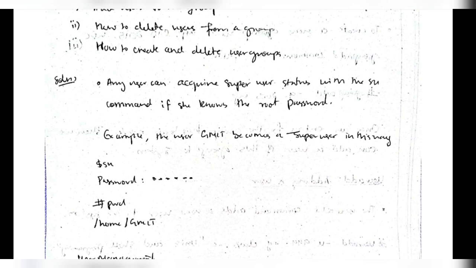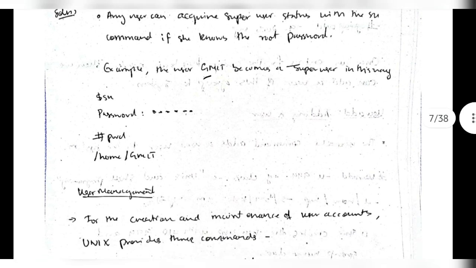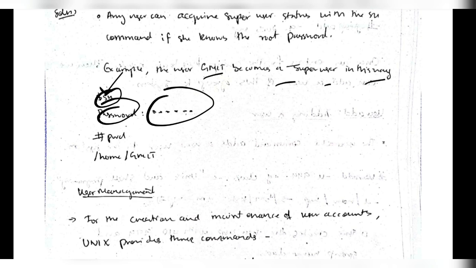For example, the user gmit becomes a super user in this way. The gmit user will type su. At that time the password will be asked to be entered. He will enter the password. If it's right, he will become the super user. If you print the current working directory, you will see he has become the super user. His name will be there.